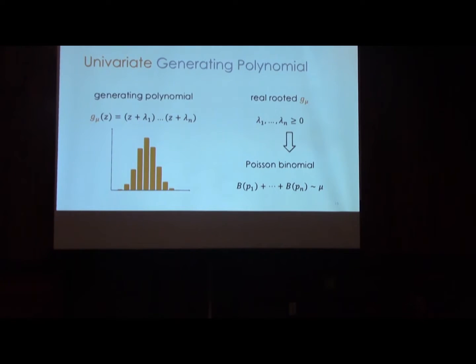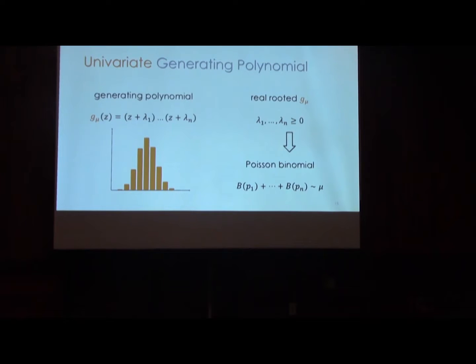Okay. Why is that? Because each of these factors, z plus lambda i, is the generating polynomial of a Bernoulli random variable, right? Up to constants, right? You always normalize so that the measure is 1, right? So z plus lambda i would be a Bernoulli with probability lambda i divided by 1 plus lambda i.